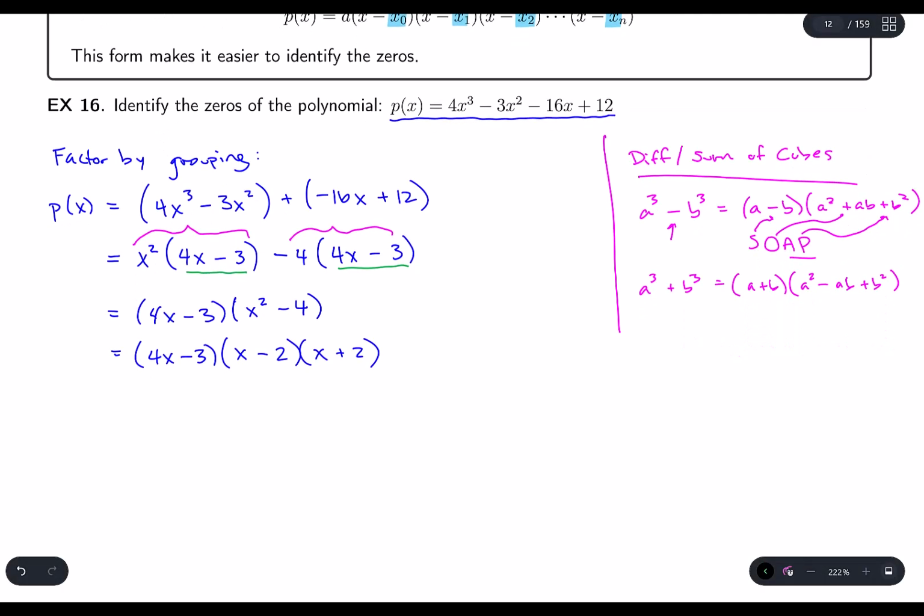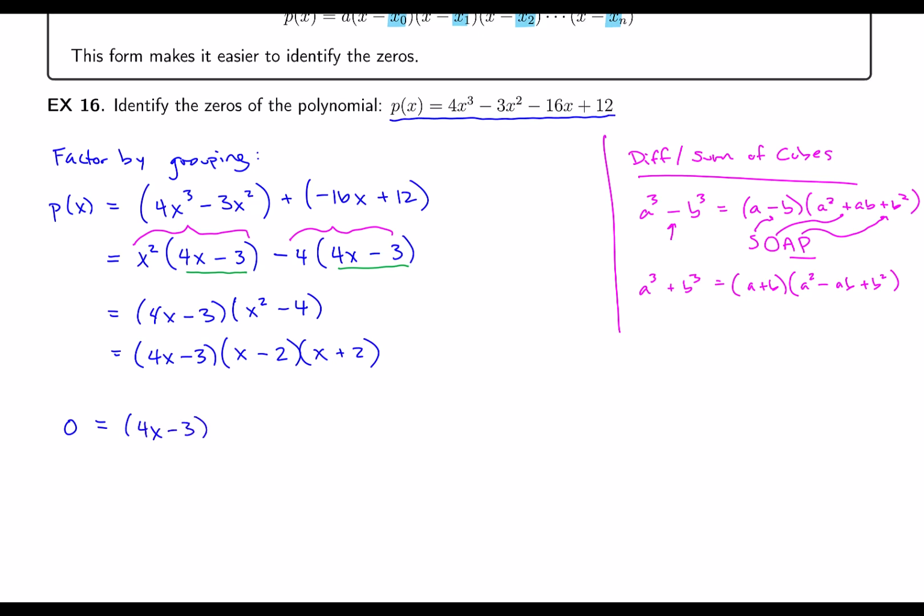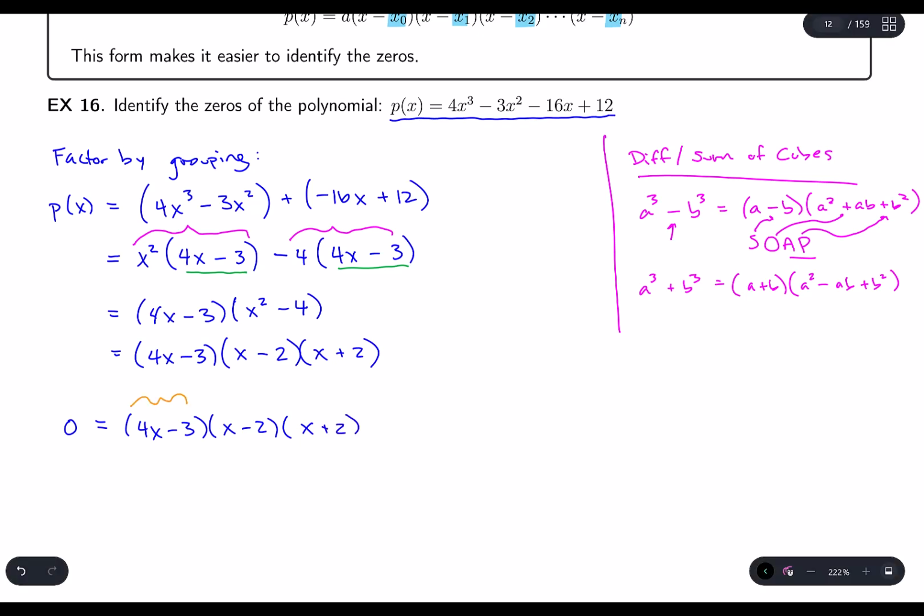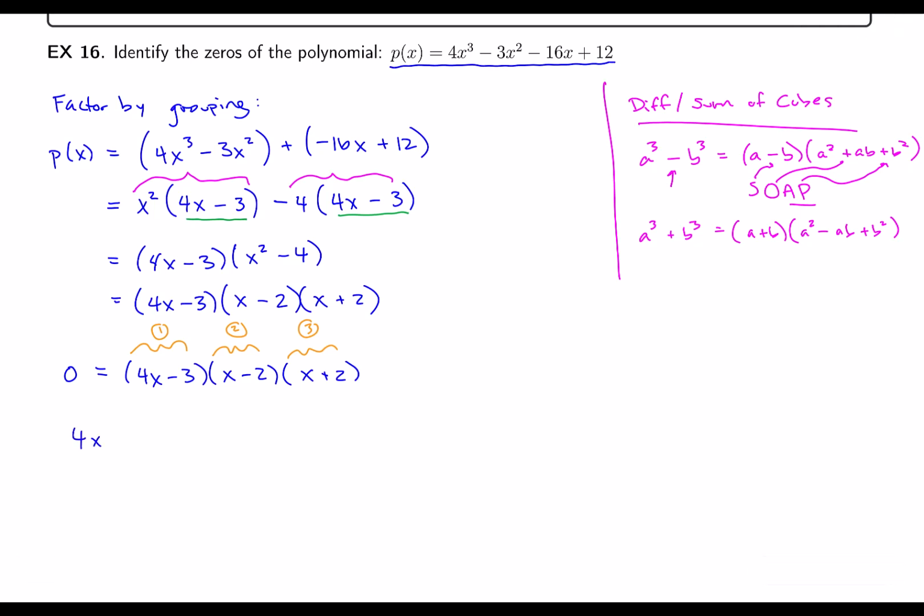Because at that point, if you need to identify the zeros, you can just set this all equal to 0, and then it's just like with quadratics. So you have the product of, this is one number, this is another number, and this is a third number. So you have the product of three numbers where the product happens to be 0. What that means is either the first number happens to be 0, the second number happens to be 0, or the third number happens to be 0.